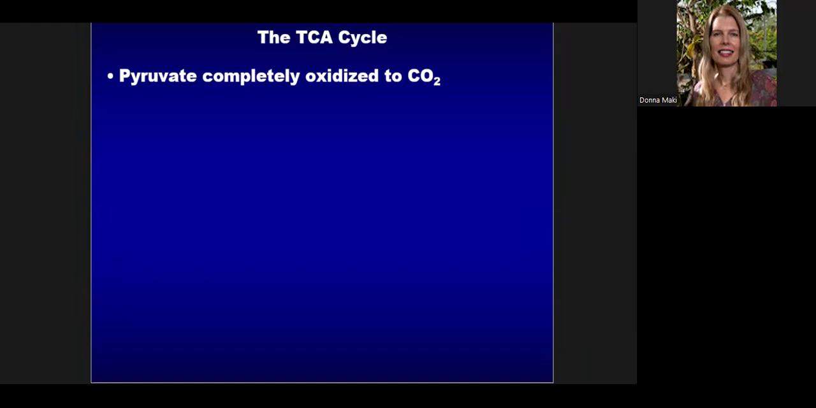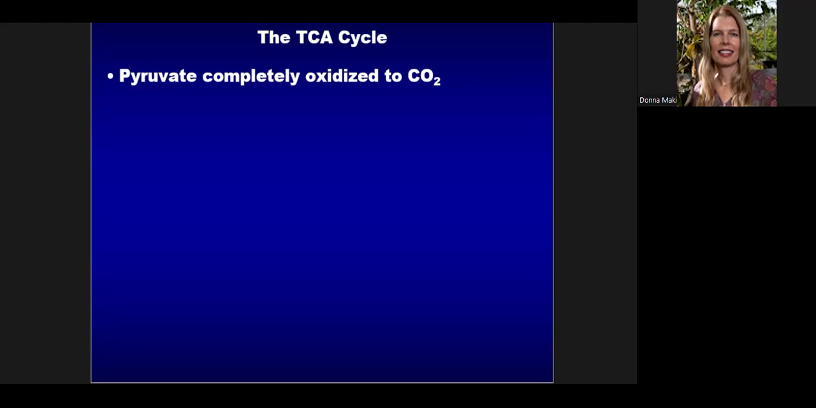This phrase may sound like, so what? Pyruvate completely oxidized to CO2. Yeah, so what? Actually, this is a really good statement because anytime you can completely oxidize something to CO2, you get more bang for your buck. Okay, fermentation doesn't really allow for that.